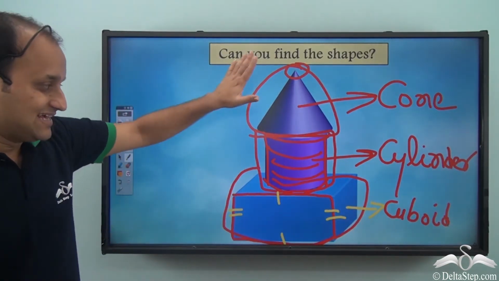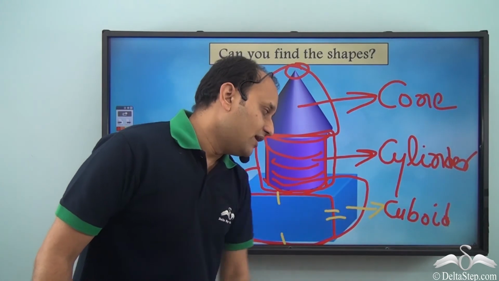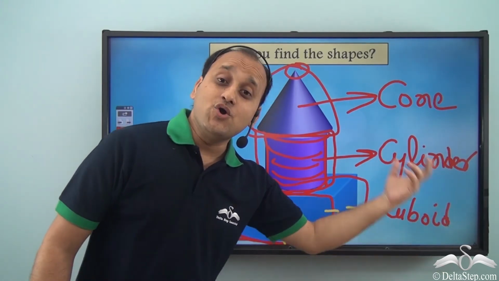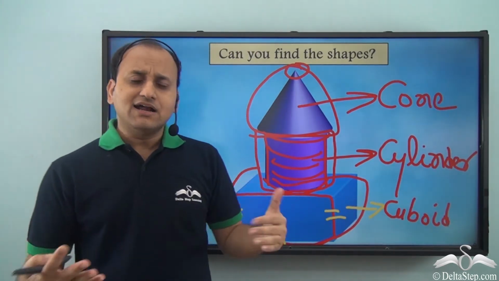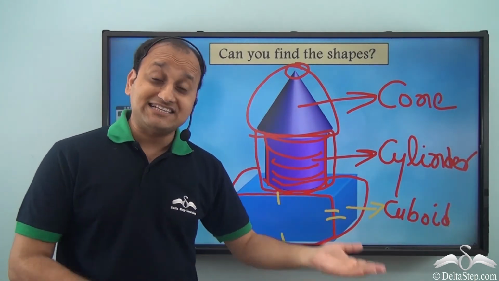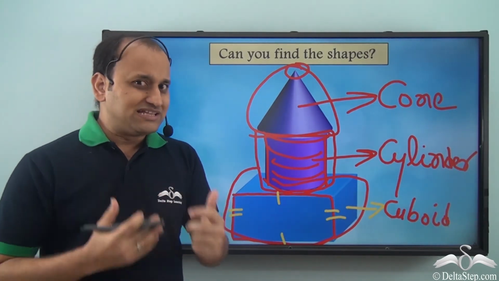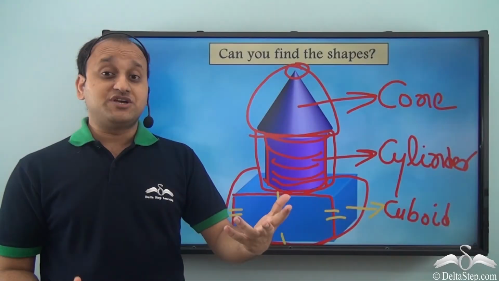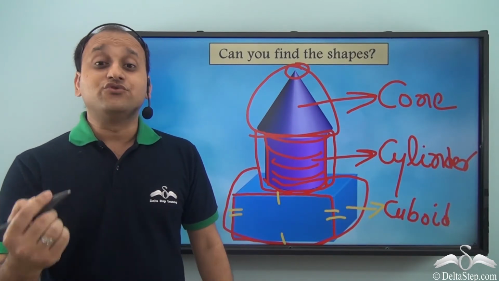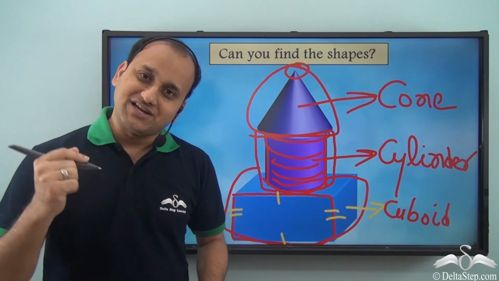So in this particular figure we have a cone, we have a cylinder and we have a cuboid. So there are so many different shapes and there are so many different objects that resemble these shapes. So if you know these shapes properly, whichever object you have in front of you, you can actually relate it to some or the other geometrical shapes.